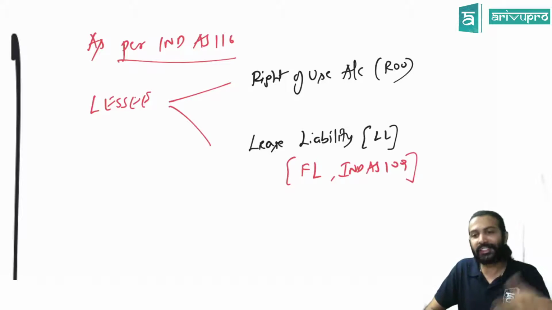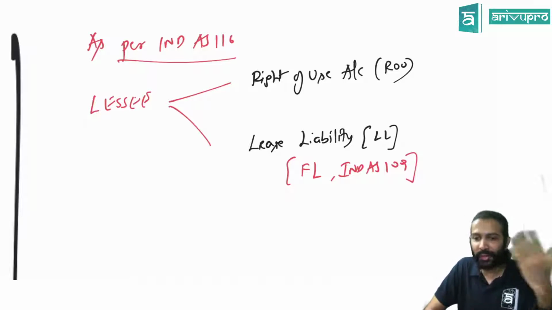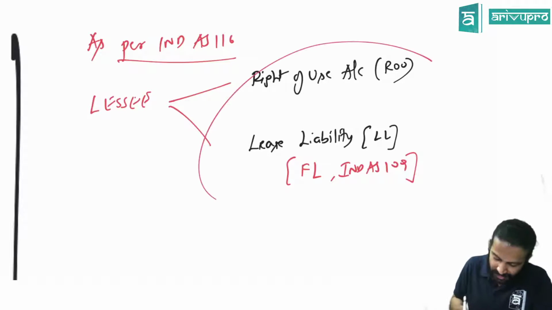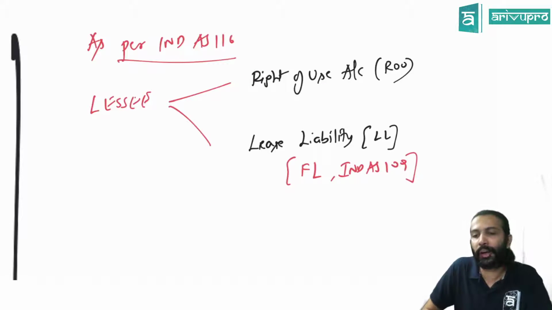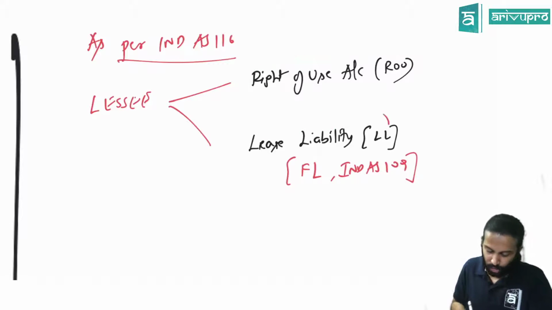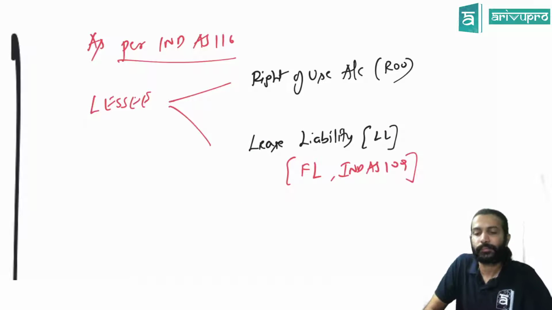In the lessor's books, the AS 19 concept still holds good. He has to determine whether it's an operating lease or a finance lease. But for the lessee, it doesn't matter whether it is an operating or finance lease. He will record these two components. Done now. That is the funda.